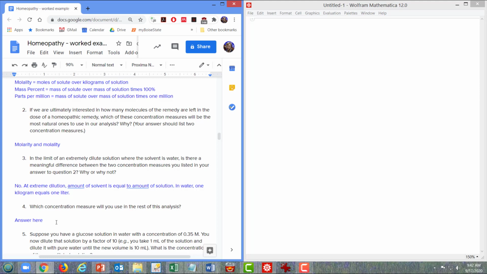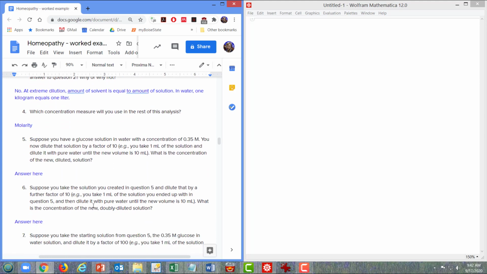Which concentration measure will you use for the rest of this analysis? Molarity, because of these 2, molarity is the more commonly used. Suppose you have a glucose solution in water at a concentration of 0.35 molar. You now dilute the solution by a factor of 10. So you take 1 ml of the solution and dilute it with pure water until the new volume is 10 milliliters. What's the concentration of the new diluted solution?